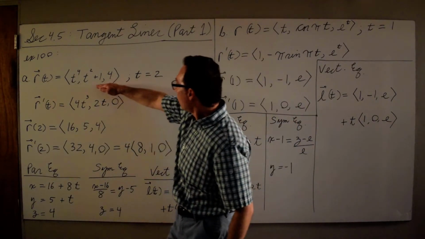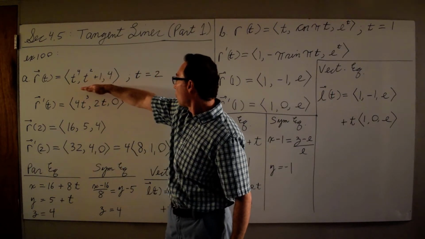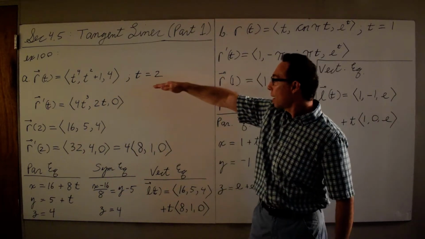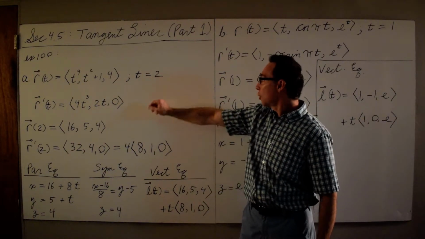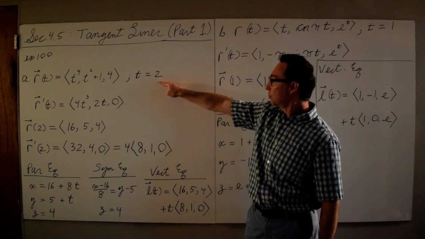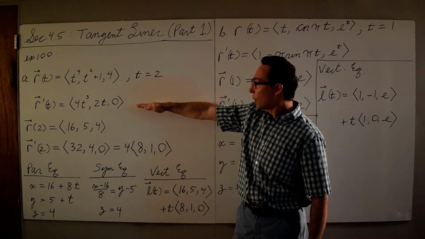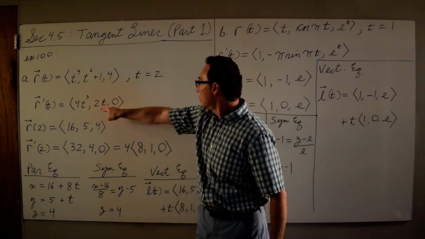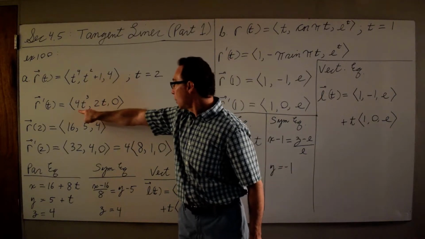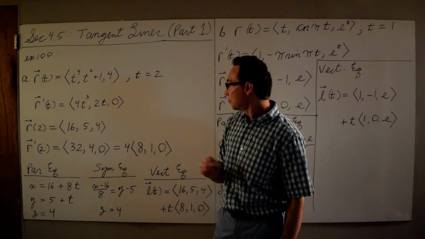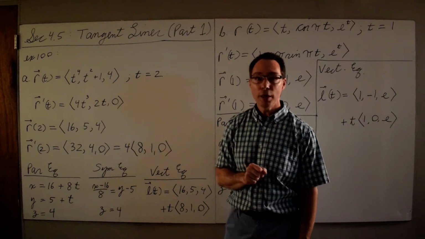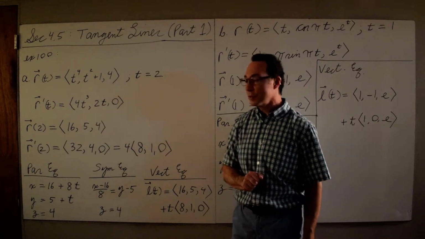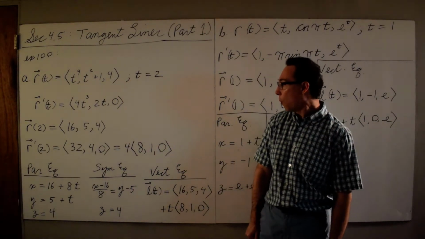For example, r of t is t to the 4th, t squared plus 1, 4. We want to find the equation of the line that's tangent to this curve at the point where t is equal to 2. So we calculate the derivative of r. It's just 4t cubed, 2t, 0. We just take the derivative of each component function. R of 2, remember we need a point. So we substitute 2 into the original function. That gives us the vector 16, 5, 4.